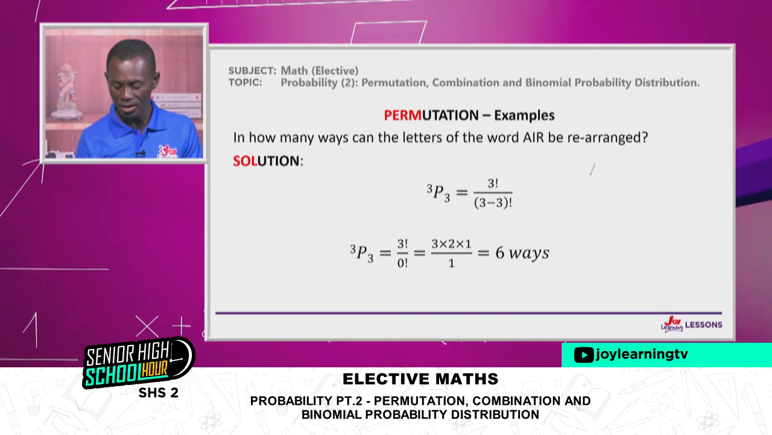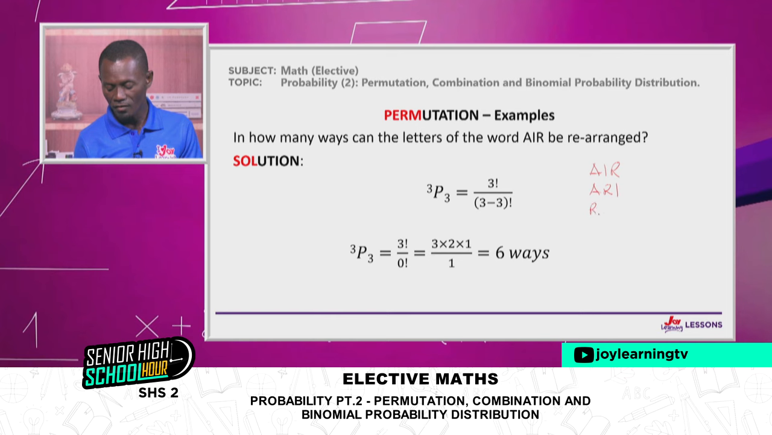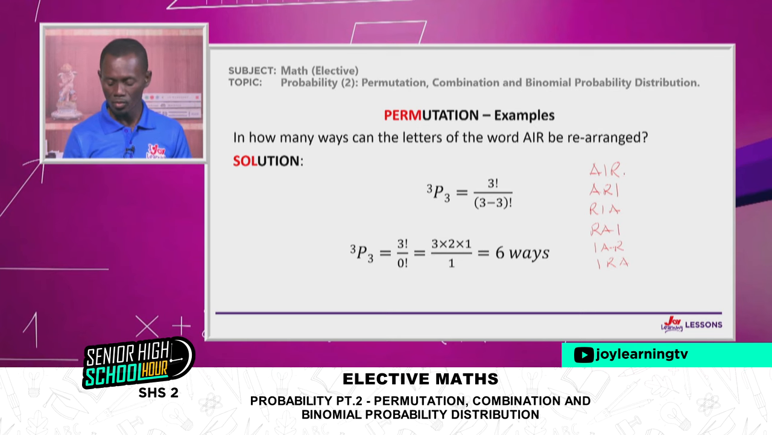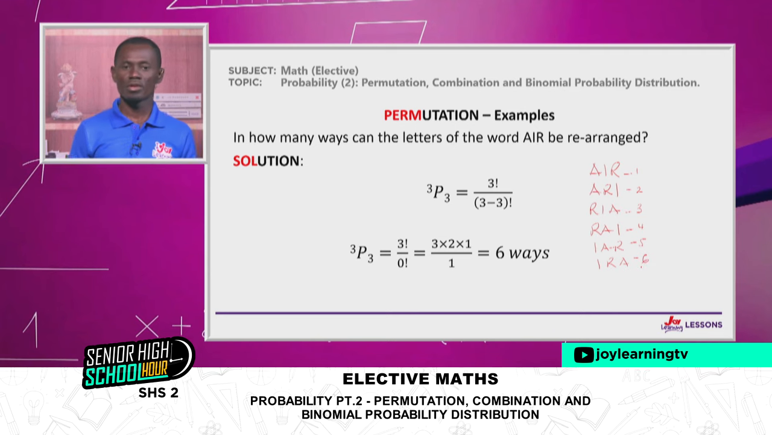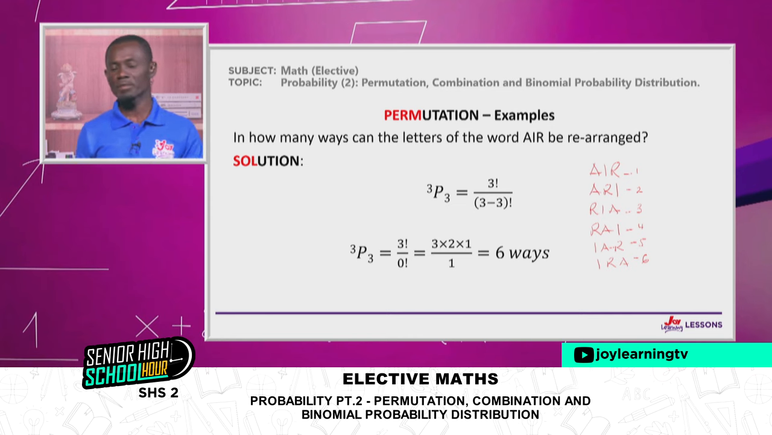So we could have something like this. AIR, you could have ARI, you could have RIA, you could have RAI, you could have IAR, you could have IRA. So you notice there are six of them. 1, 2, 3, 4, 5, and 6. So there are six possible arrangements for the word air. And that's where permutation gets cool.